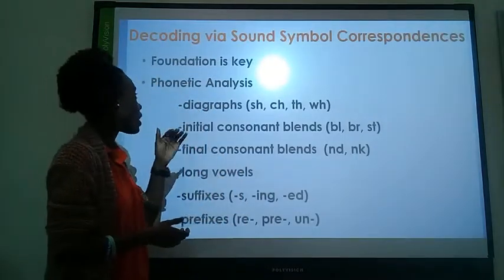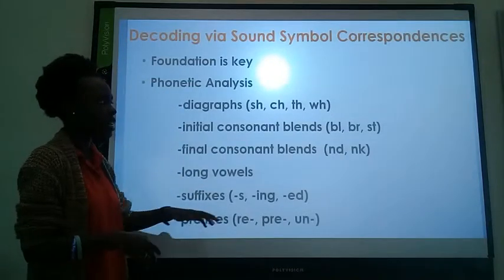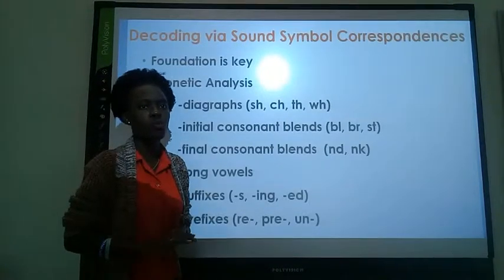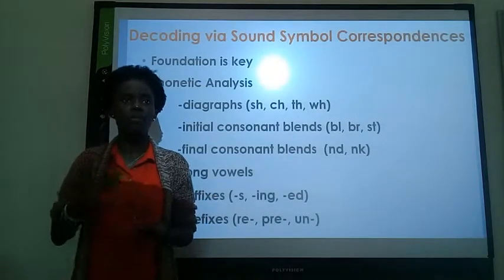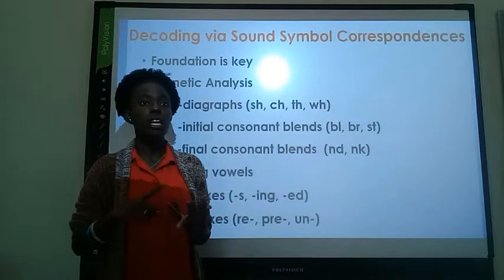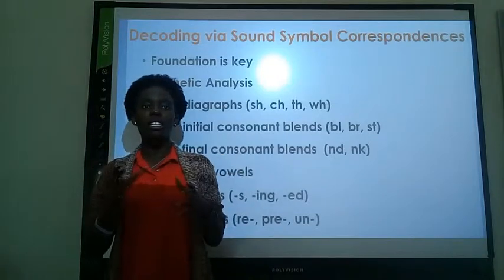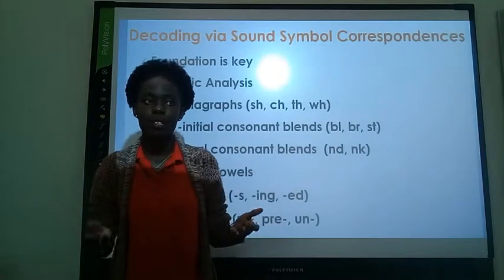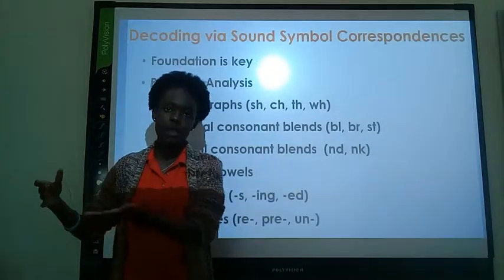Next, with the phonetic analysis, you look at digraphs, initial consonant blends, final consonant blends, long vowels, suffixes, prefixes, and so much more. Now, you build on the phonetic. You apply knowledge of the phonological system to written words. Students must be taught sounds of consonants, vowels, and blends. Now, if you're taking the synthetic approach, the teacher would take the word in pieces and let the student put the word together. So, for example, the word cat. You take k, at, and that's the word in pieces, and the student would now say cat, put it all together.